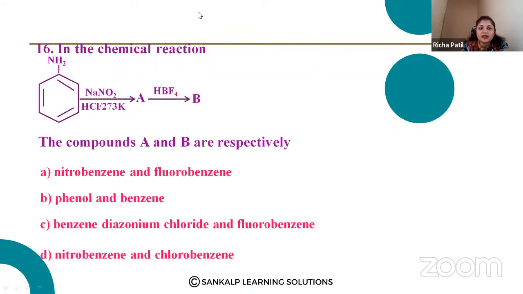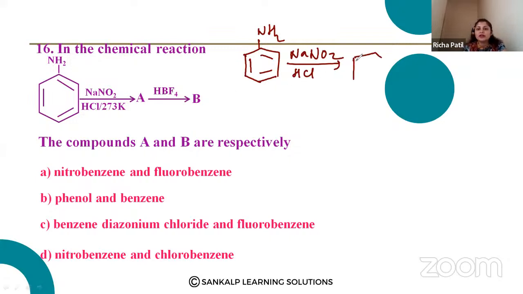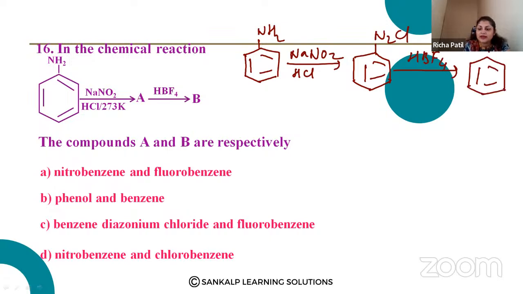So in the reaction, we'll see what product is obtained. Aniline is taken. You are going to treat it with NaNO2 in HCl. What will you get? You will get the diazonium chloride, C6H5N2Cl. Then you are going to treat it with HBF4. If you treat it with HBF4, what will you get? You will get fluorobenzene, right? So it is benzene diazonium chloride and then fluorobenzene. Understood? Okay, so we'll go for the next one.